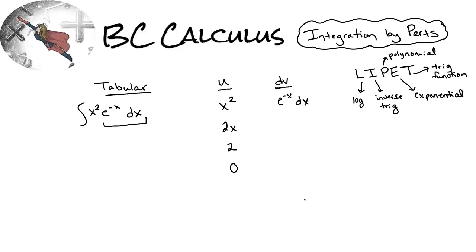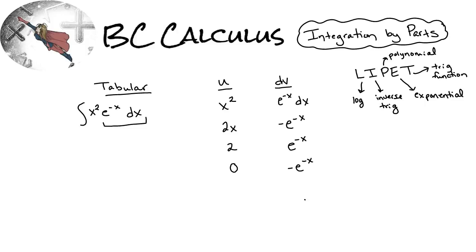Now, with the dv column, I'm going to take the antiderivative. So the first antiderivative would be negative e to the negative x. The next antiderivative is back to positive e to the negative x. And the final antiderivative is negative e to the negative x again.